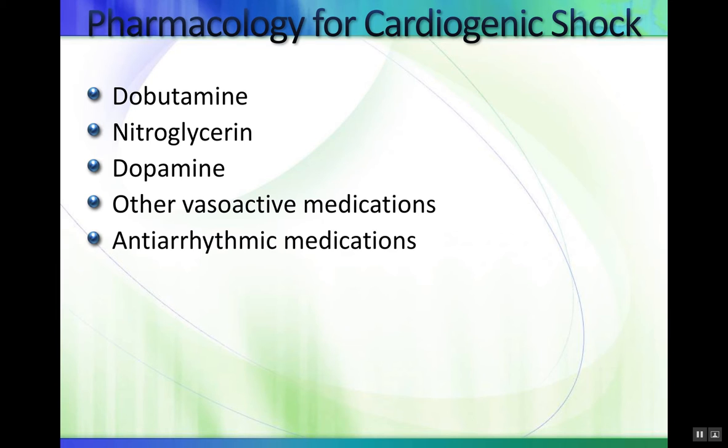Other vasoactive medications are on page 300. That's your norepinephrine, epinephrine, and vasopressin. Any of those are going to be stimulating your sympathetic nervous system, which, remember, is your fight or flight. That's going to increase your heart rate, increase your blood pressure, those types of things. Your antiarrhythmic medications will be given based on what the arrhythmia is that's happening.